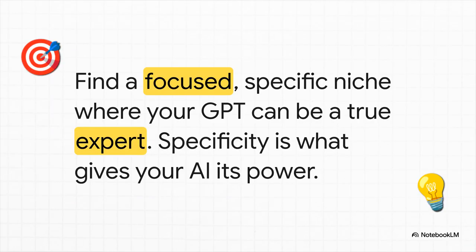Now, the key here is to be laser-focused. Seriously, you don't want to build a general AI for business. No way. You want to get specific, something like an AI expert that writes cold outreach emails for SaaS startups. See? That level of detail is what gives your AI its real power.